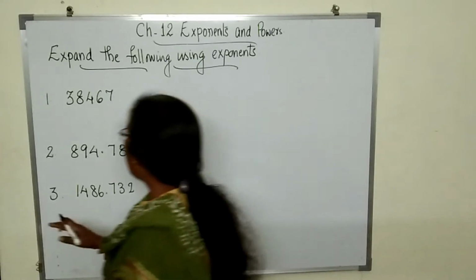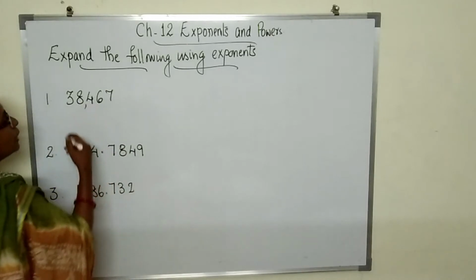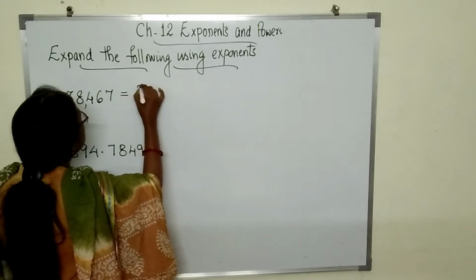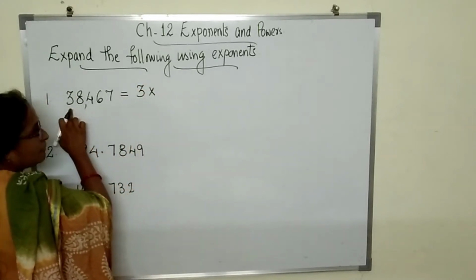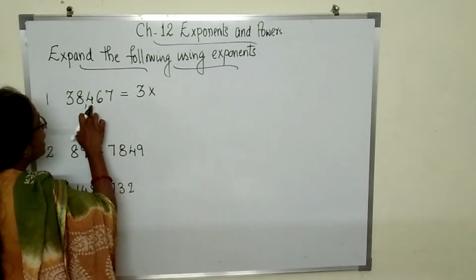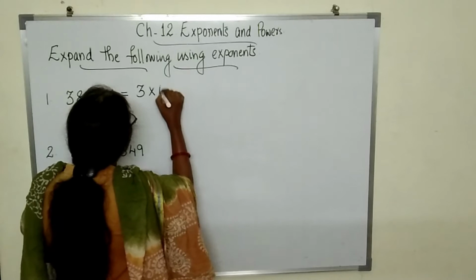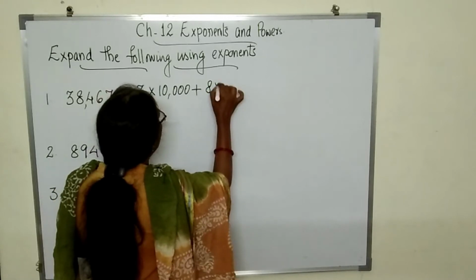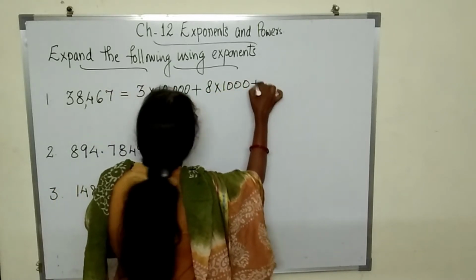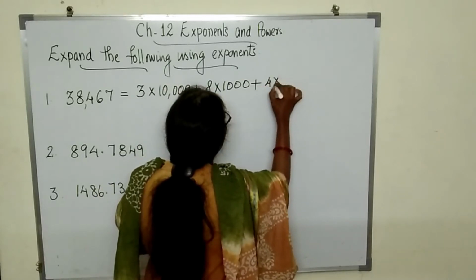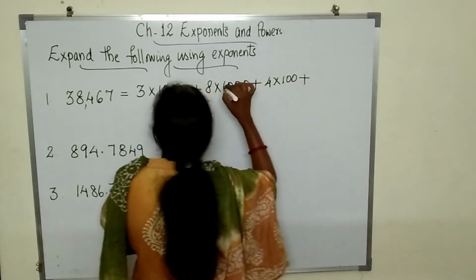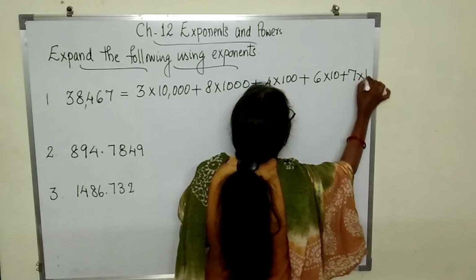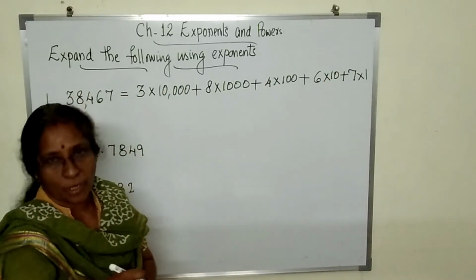For example, here we have a number 38,467. In lower classes we learn to write like this: 3 multiplied by, what is the place value of 3? 1, 10, 100, 1000, 10,000. So 3 multiplied by 10,000 plus 8 multiplied by 1000 plus 4 multiplied by 100 plus 6 multiplied by 10 plus 7 multiplied by 1. This is how we learned in lower classes.